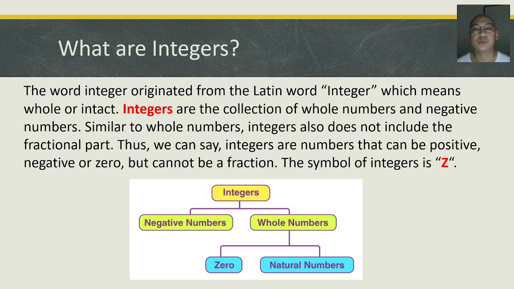I'm showing you the classification of integers using a tree diagram. As you can see, the integers are composed of negative numbers and whole numbers. Whole numbers are composed of zero and natural numbers. Natural numbers are the counting numbers, or we can say these are the positive numbers. And 0 is a part of whole numbers, but 0 is neither negative nor positive. Okay, take note of that.